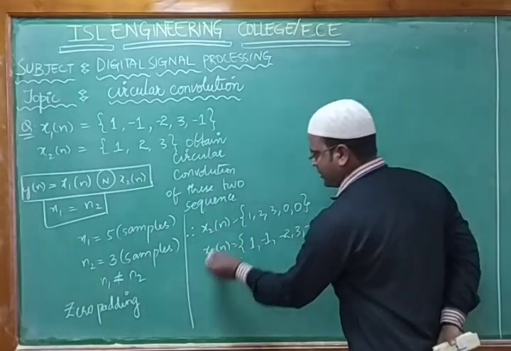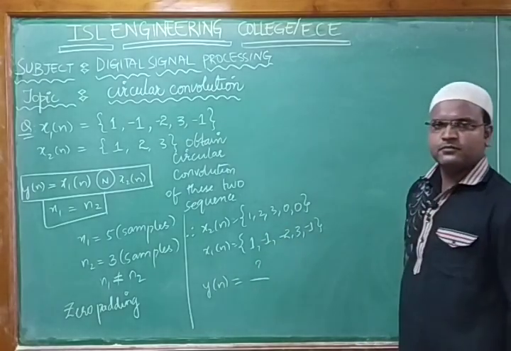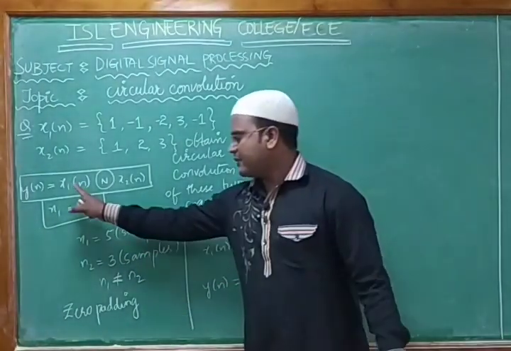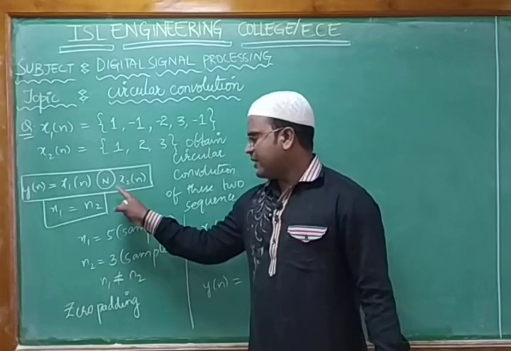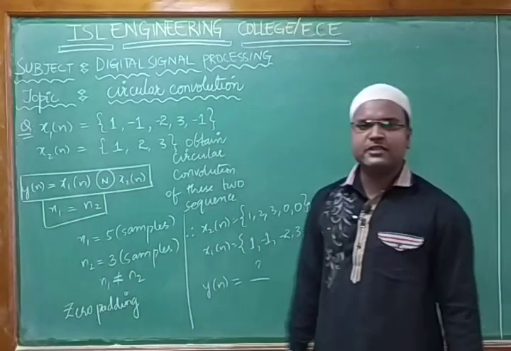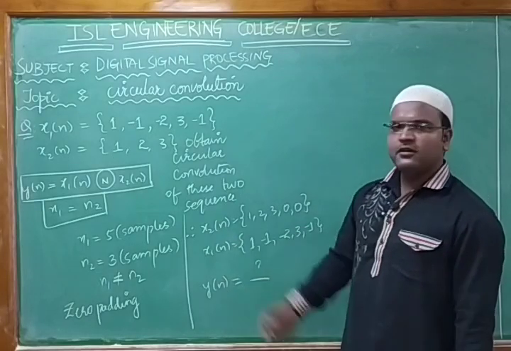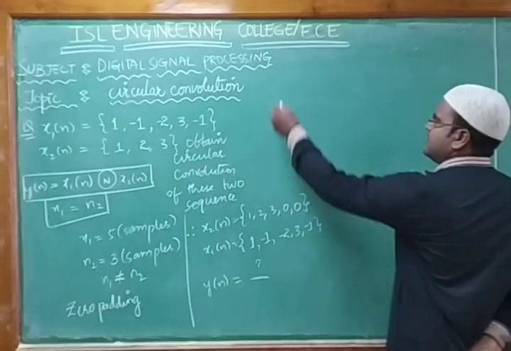Then by using these two we can find y of n. So how do you find y of n? x1 of n circularly convolved with x2 of n. If you take both the sequences and convolve them, then we can find the output y of n. So now let's see by using the first method. What is the first method we have?